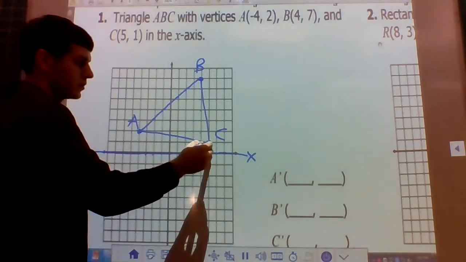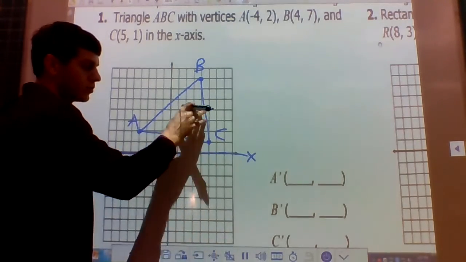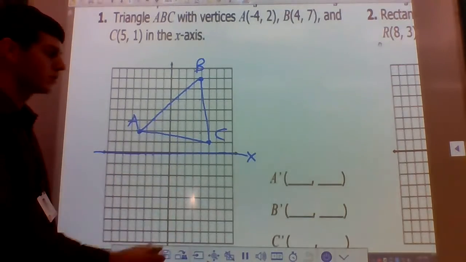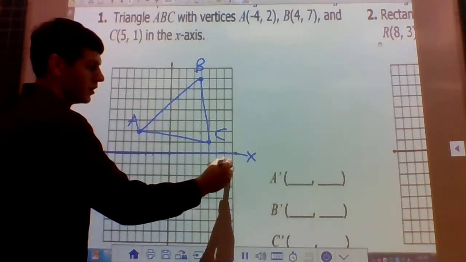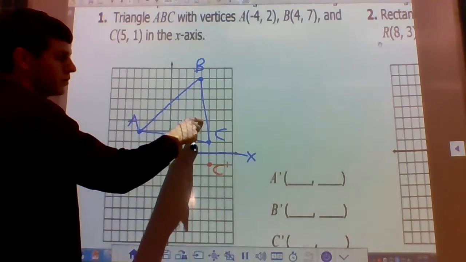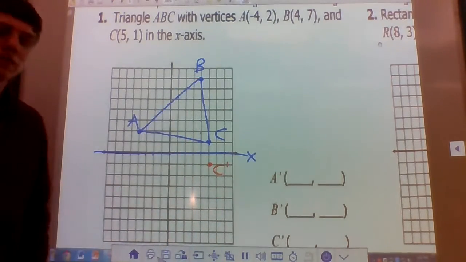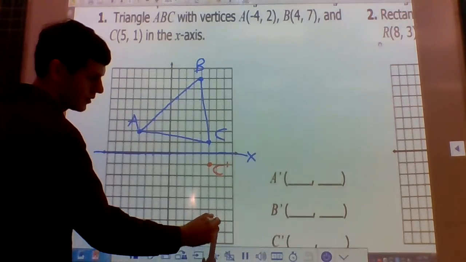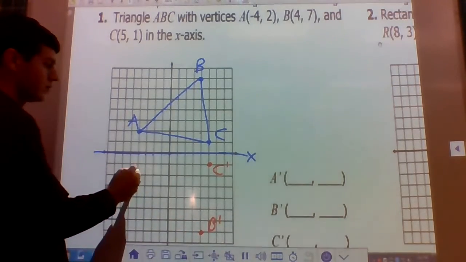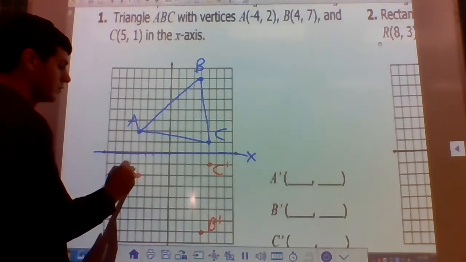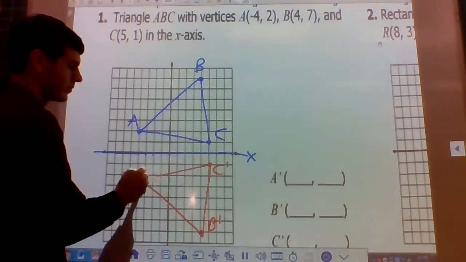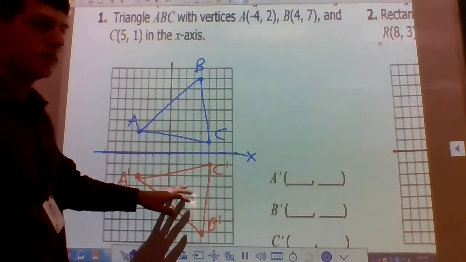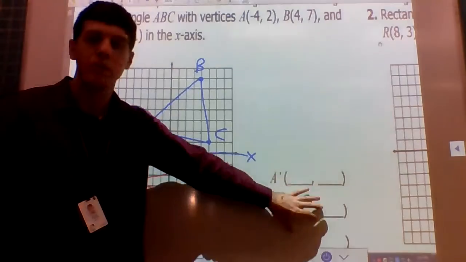So here's C. C is 1 unit above the x-axis since we're reflecting over it. It needs to be the same distance away. So if C is 1 above, C prime is going to be 1 below. B is 7 units above, so it needs to be 7 units below. So there's B prime. And then A is 2 units above, so A prime needs to be 2 units below. So there's our reflection. We can now find what these coordinates are and put them in.